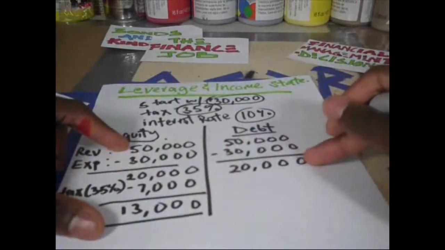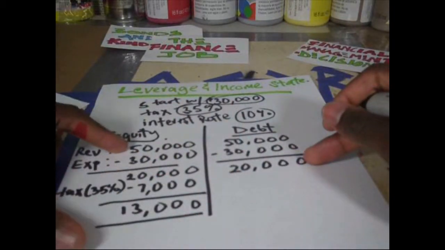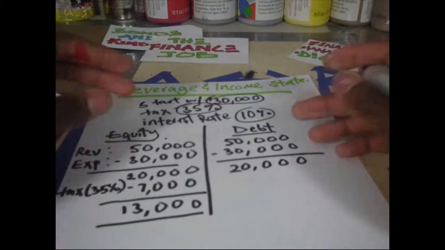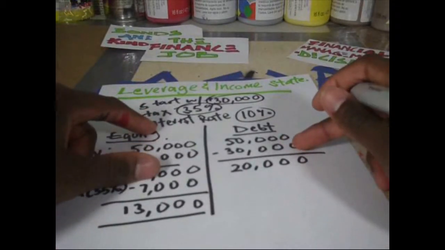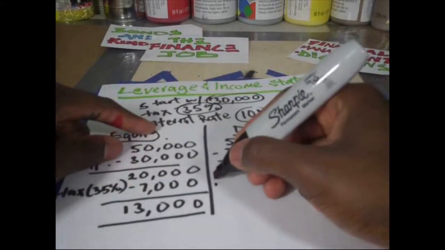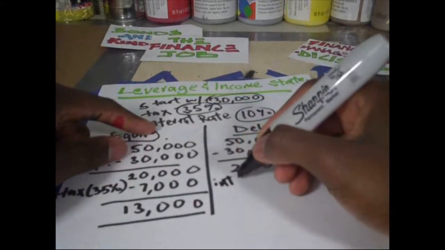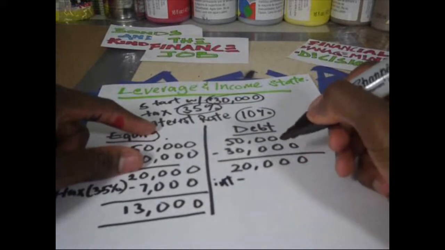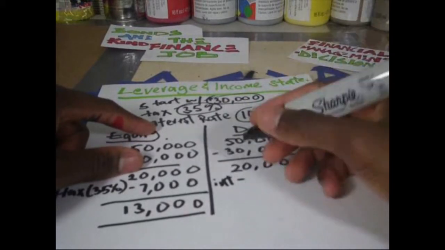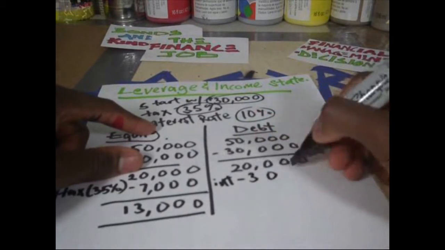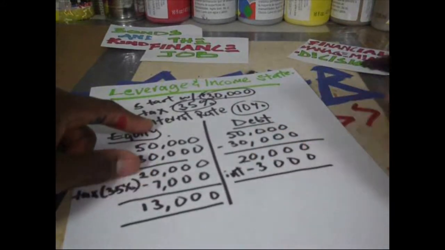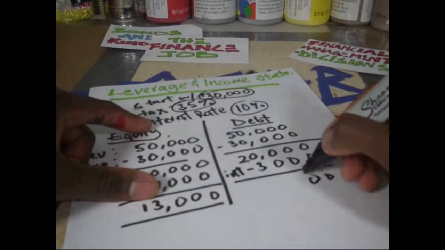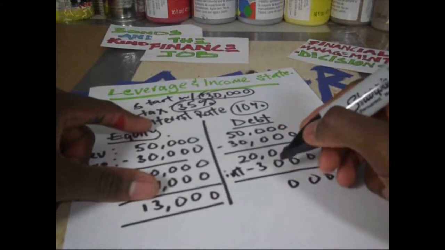So we're at the 20,000 mark, right? But guess what? Now with a 10% interest rate for borrowing the 30,000, we have to take care of interest. Minus, that's 10% of the 30,000. That'll be 3,000. Jeez, this already looks bad. And then we have to pay tax.